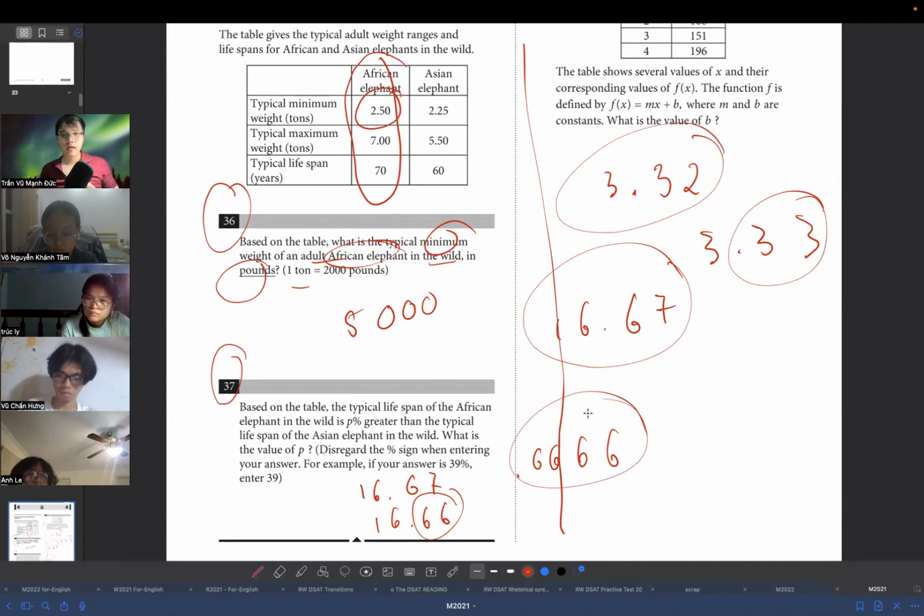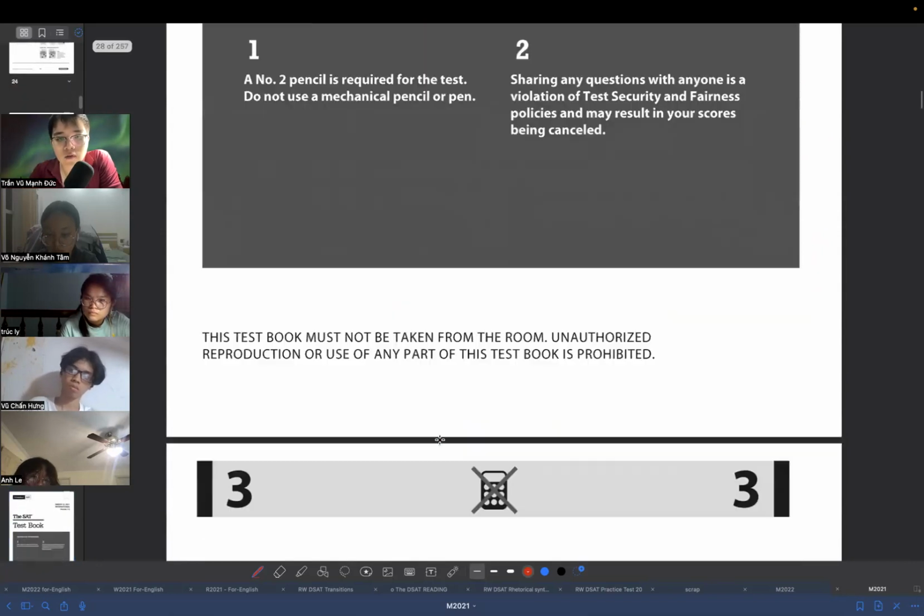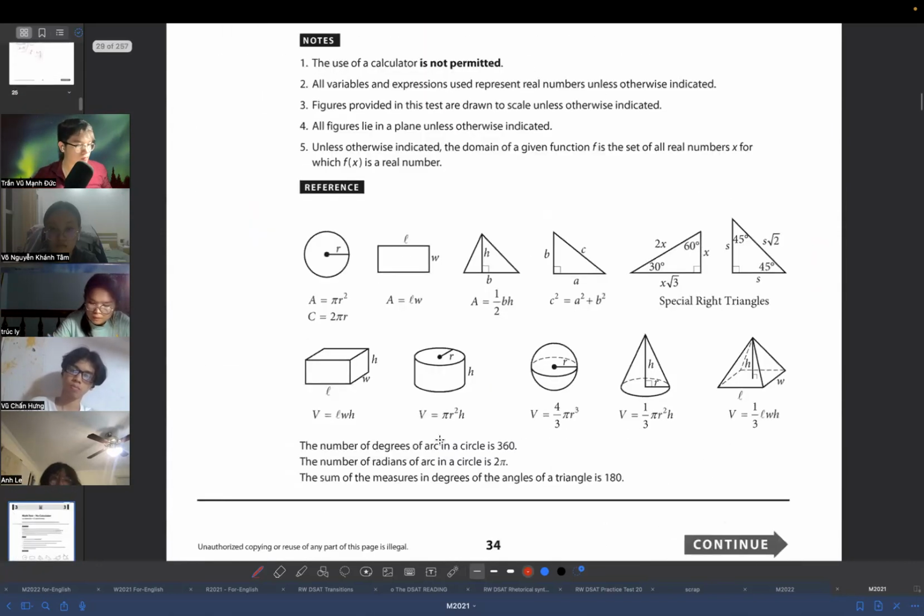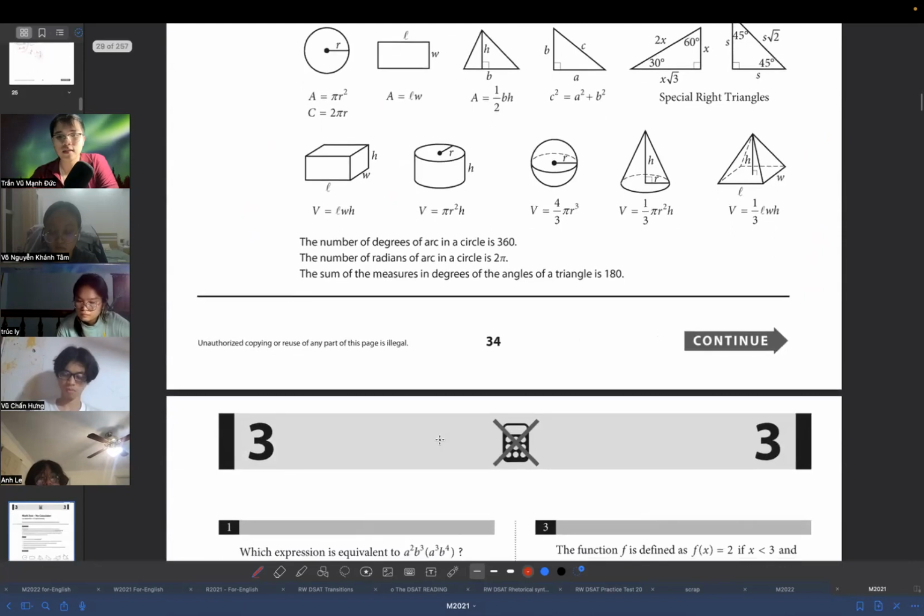If you put in 16.6, that would be incorrect because the limit is 5 characters. The SAT would assume that the final answer is 16.6, not 16.666, it's only one 6, right? So remember, the limit is 5. Be careful. 16.67 or 16.66, very good. Great. Time flies.